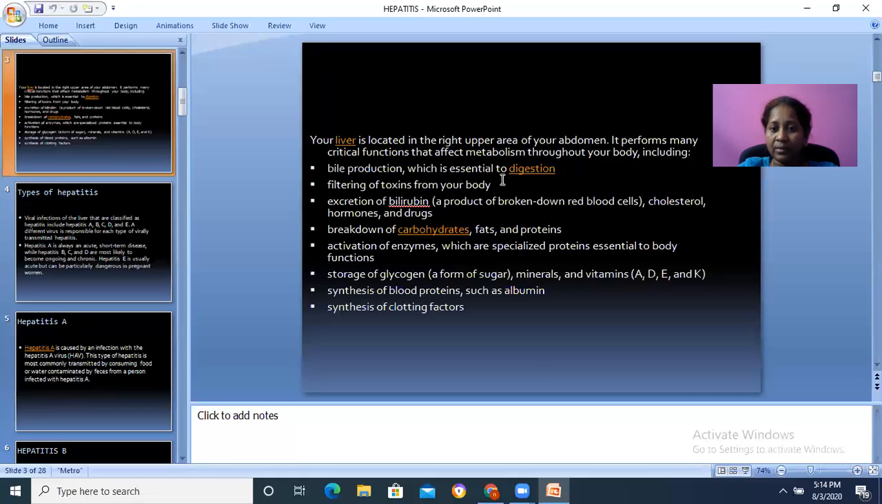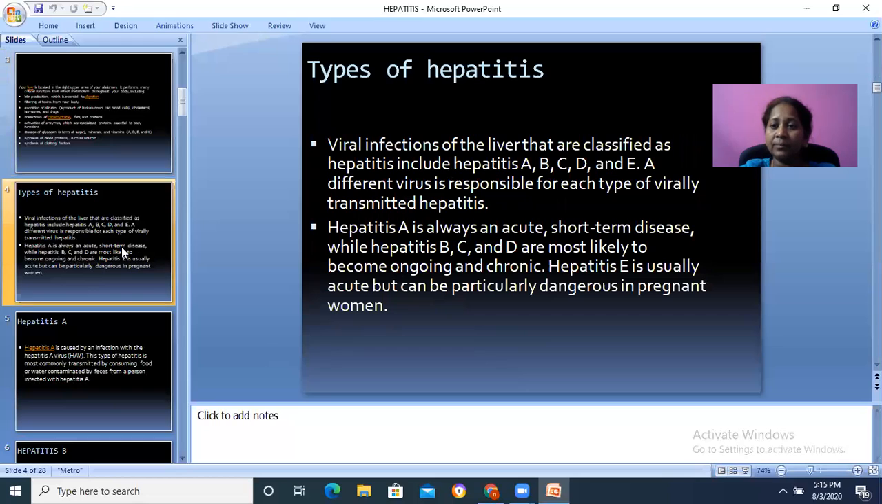Storage of glycogen and minerals and vitamins like A, D, E, K. Synthesis of blood proteins such as albumin. Synthesis of clotting factors. And whatever toxic materials enter into our body, that effect will be nullified by the liver. And liver is an antiseptic organ. It also maintains homeothermy. If any excess heat is generated in our body, that will be equally distributed throughout the body.